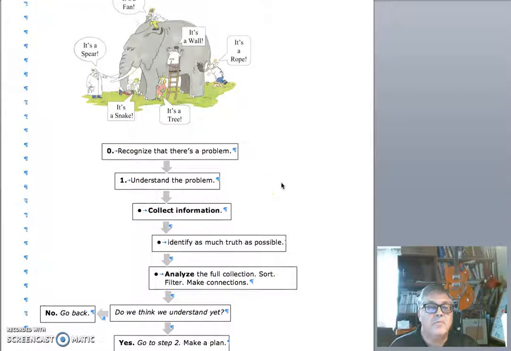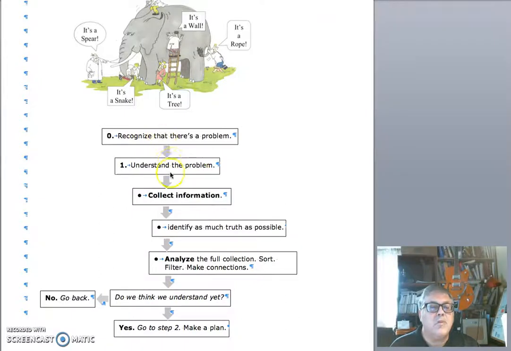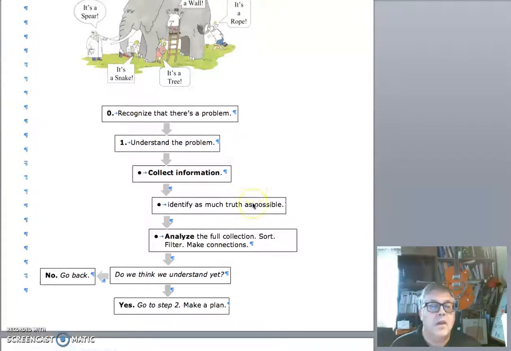Okay, so if we recognize the problem, we understand the problem, we've got to think a little bit more about the main details of understanding the problem. Without getting too complicated, two things that we want to do is we want to collect information and we want to analyze that full collection of information. So what I'm saying is when we're trying to understand a problem, there's a first part of that stage where we're collecting as much information to identify as much truth as possible. Then we analyze the full collection.